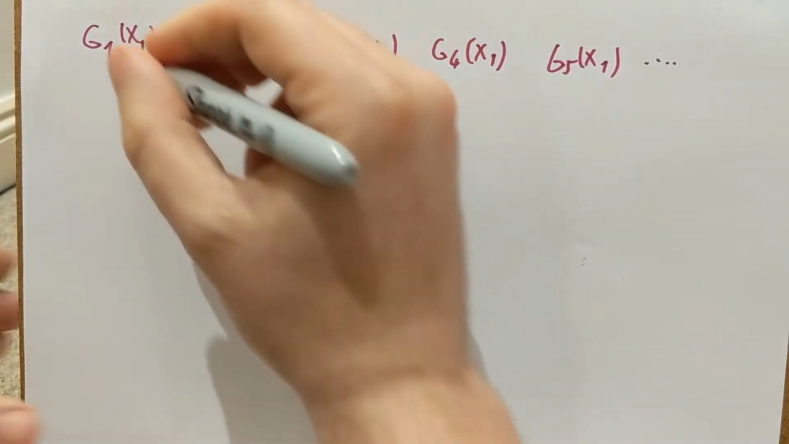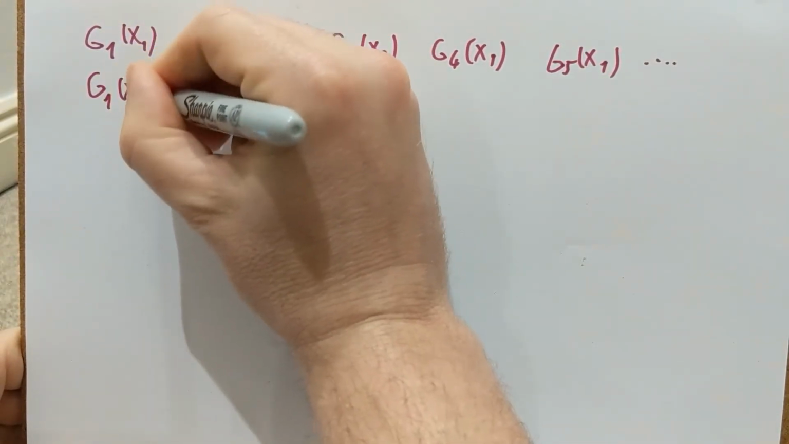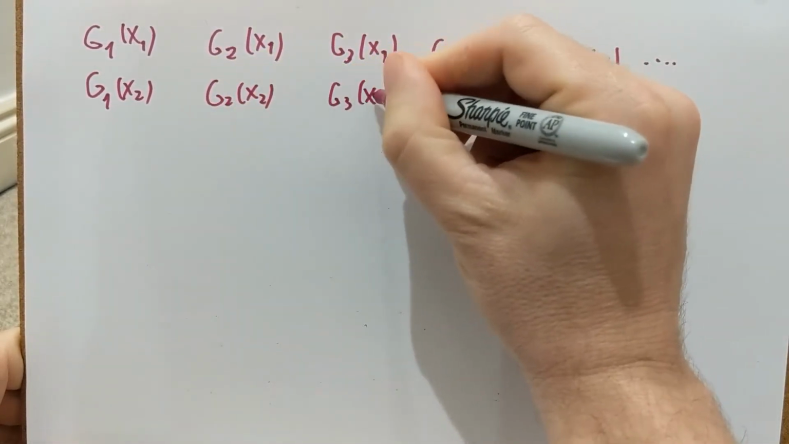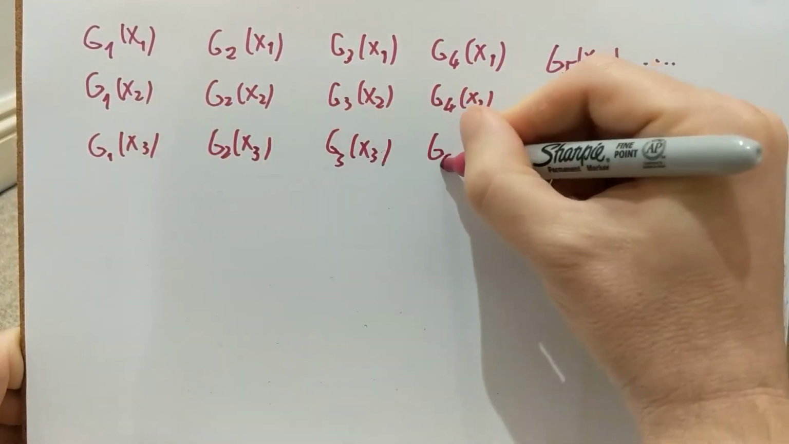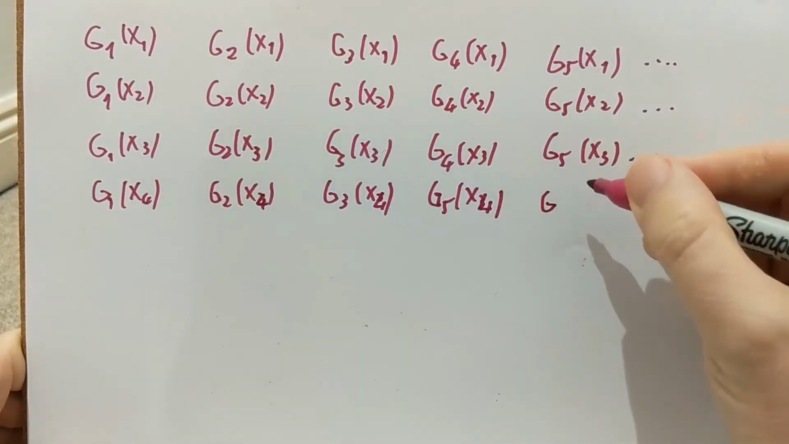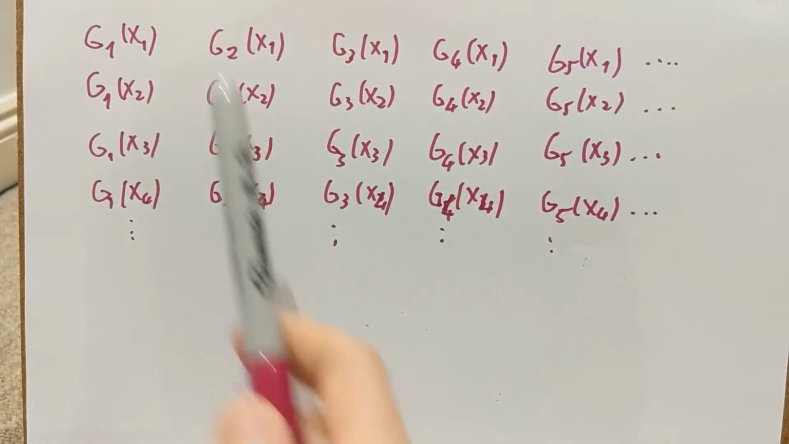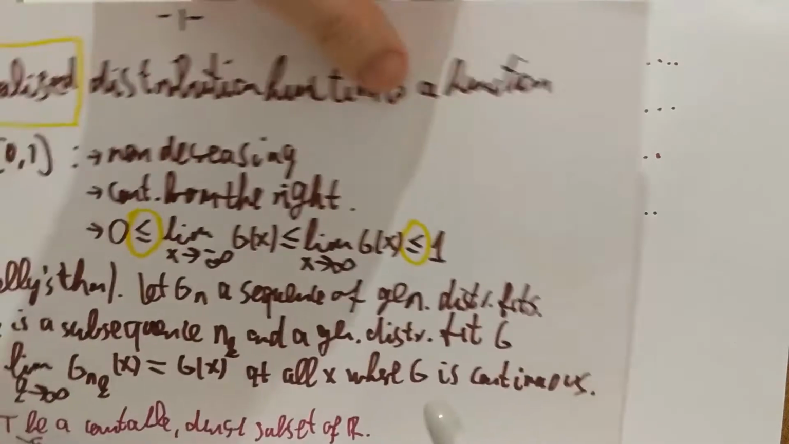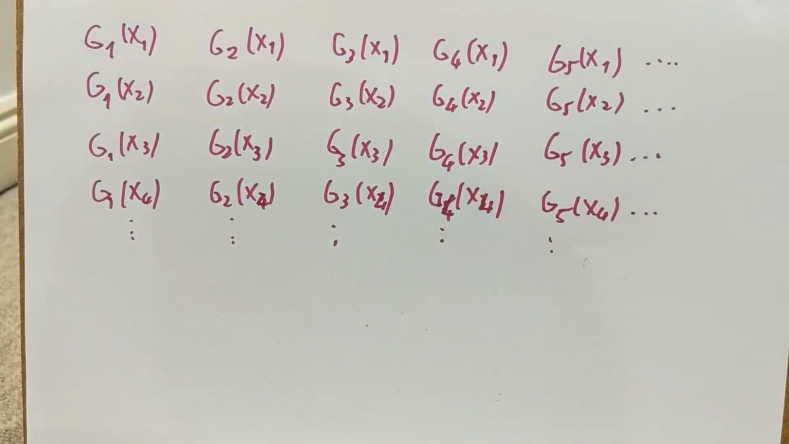Now on the next row, I'm going to denote G1 of x2, G2 of x2, G3 of x2, G4 of x2, G5 of x2, and then G1 of x3, G2 of x3, G3 of x3, G4 of x3, G5 of x3, and so on, then G1 of x4, G2 of x4, G3 of x4, G4 of x4, G5 of x4, and so on. Okay. We're talking about generalized distribution functions, so all of these values, according to the definition, are between 0 and 1. The function is non-decreasing, and so every value is between 0 and 1, which is a compact interval.